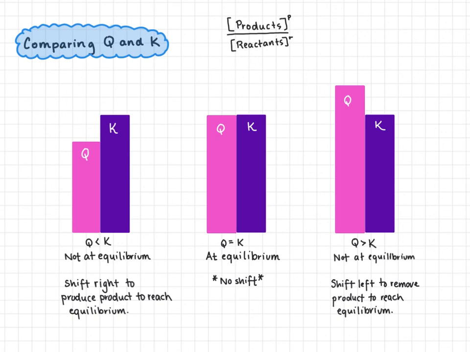And we would use a Q value if we had the initial concentration of all of the chemical species in an equilibrium.